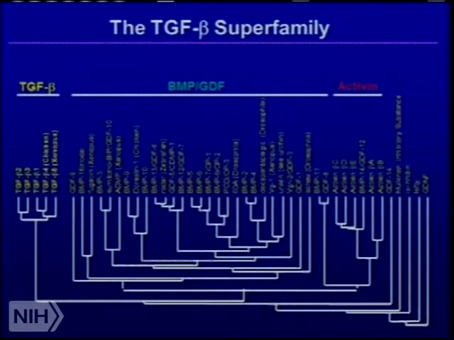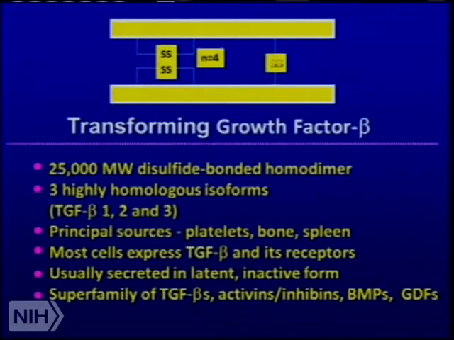Now, TGF-beta is actually a member of what we call the TGF-beta superfamily. This superfamily consists of the 5 isoforms of TGF-beta, TGF-beta 1, 2, 3, 4, and 5, as well as the bone morphogenetic proteins and growth and differentiation factors, or BMP GDFs, and as well as the activins and inhibins. So it's a very large family of cousin proteins. Now, transforming growth factor beta per se is a 25,000 molecular weight disulfide bonded homodimer.